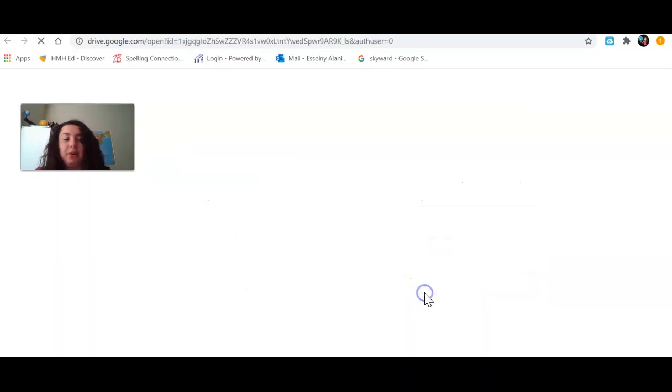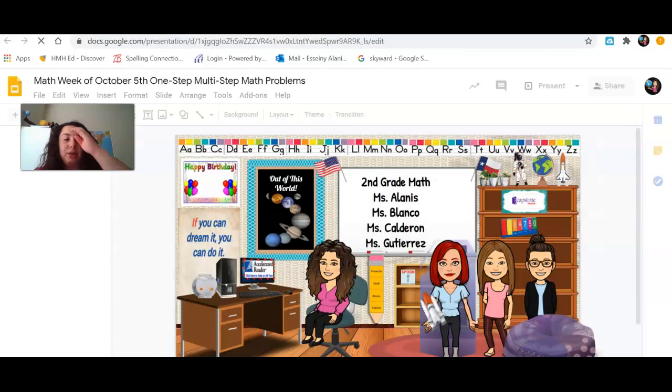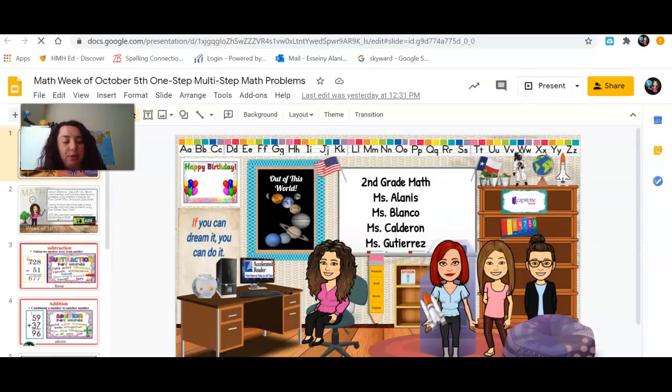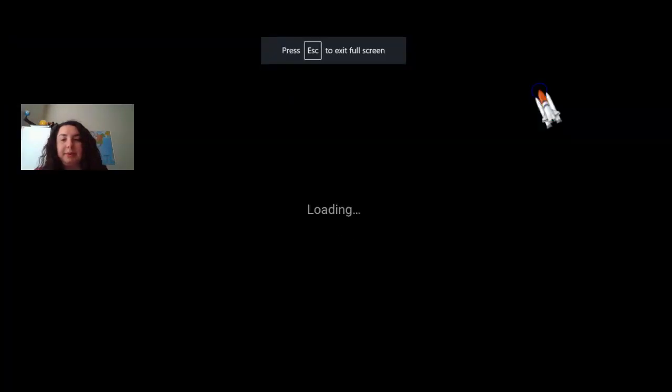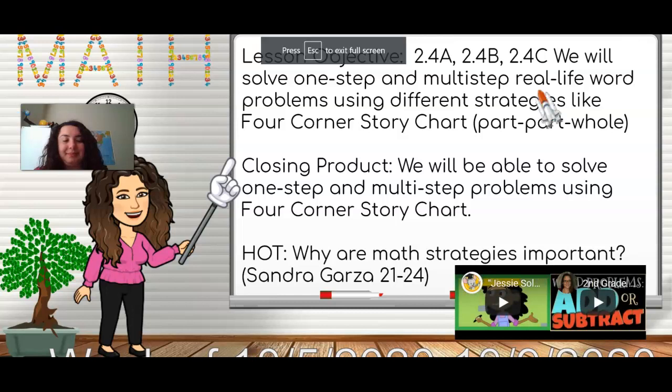Okay, now remember, we open our Google Slides so that we can see our lesson for today. This is our lesson objective. We will solve one-step and multi-step real-life word problems using different strategies like four-corner story chart. Our closing product, we will be able to solve one-step and multi-step problems using four-corner story chart. Why are math strategies important? So let's think about that. Why are math strategies important?